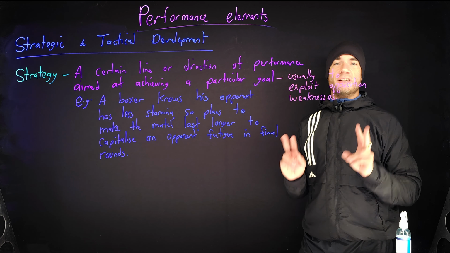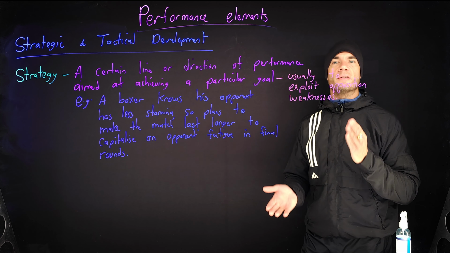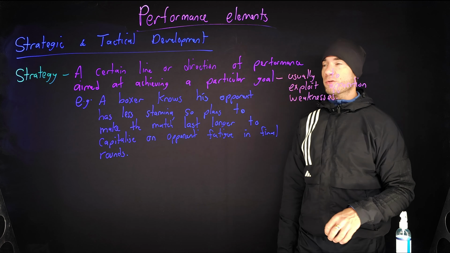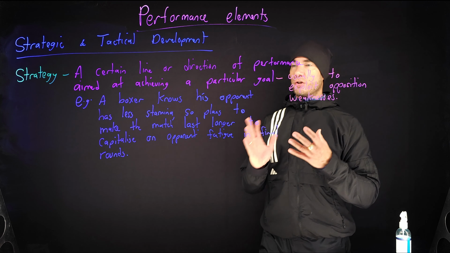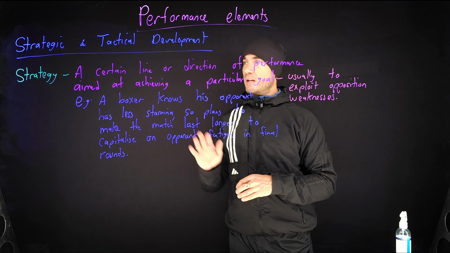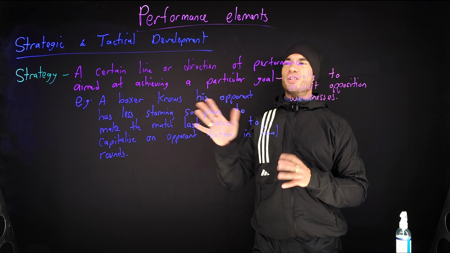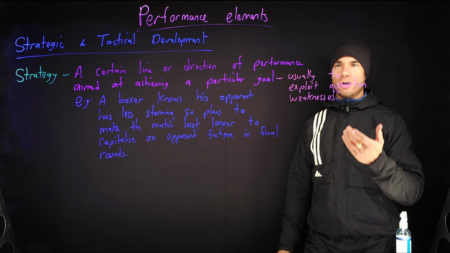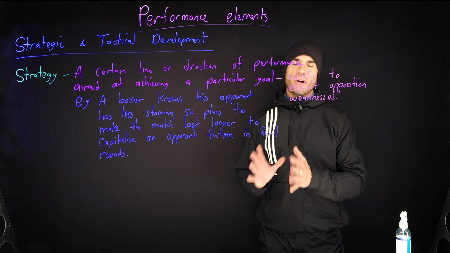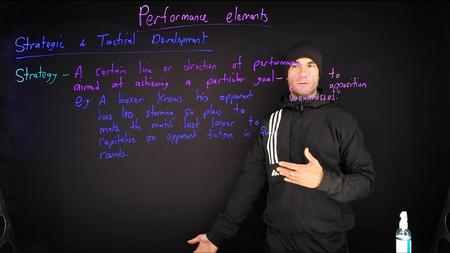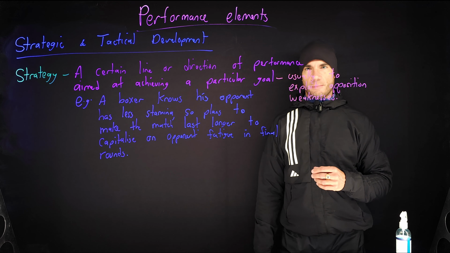Okay, so our next one is two together, but like I said, we're going to split them up because that makes it sort of easy to understand and easier for you to then be able to apply it in your answers. So we've got strategic and tactical development, okay? So strategy, we're going to talk about them separate. Strategy is a certain line or direction of performance or play aimed at achieving a particular goal. And that goal is usually to exploit opposition weaknesses. So when you're in your training in the middle of the week, let's say you're playing on the weekend, you know you're up against XYZ team, okay?